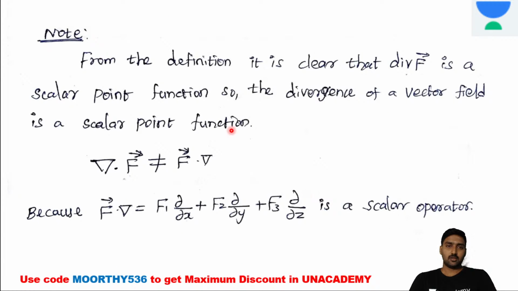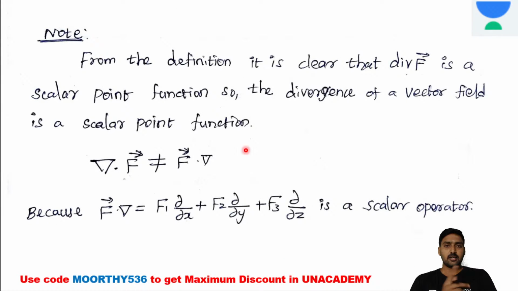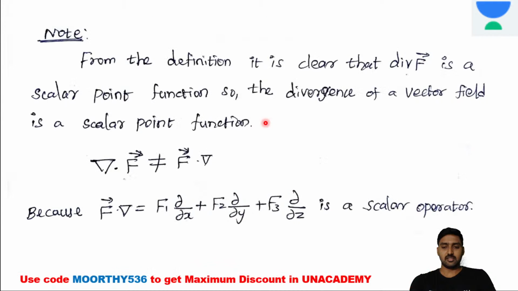Now the note: from the definition itself, it's clear that divergence of the vector field is a scalar point function. While applying the divergence to the vector function, finally we are getting a scalar. There is no i vector, j vector, k vector, so it's a scalar function, not a vector function. But in the gradient of the function we identified that the gradient of a scalar point function gives a vector point function. But divergence of the vector gives a scalar point function. So the definition states that divergence of the vector field is a scalar point function.